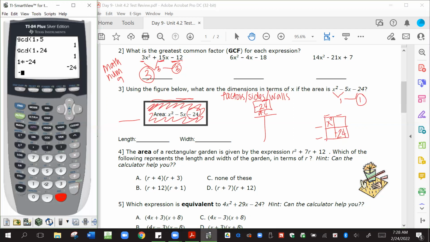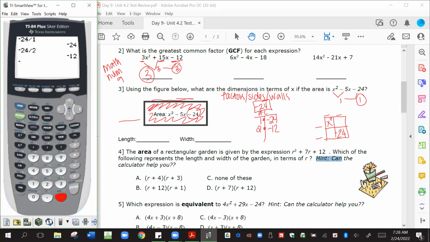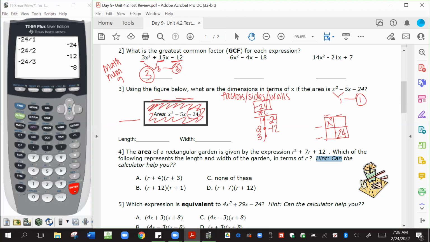So I'm going to do that number, negative 24 divided by 1. And it's going to be able to tell me my factors. Oh, I just made a quick mistake. So this would be 1 times negative 24. And then I'm going to do negative 24 divided by 2. So 2 times negative 12. Negative 24 divided by 3. Negative 8.